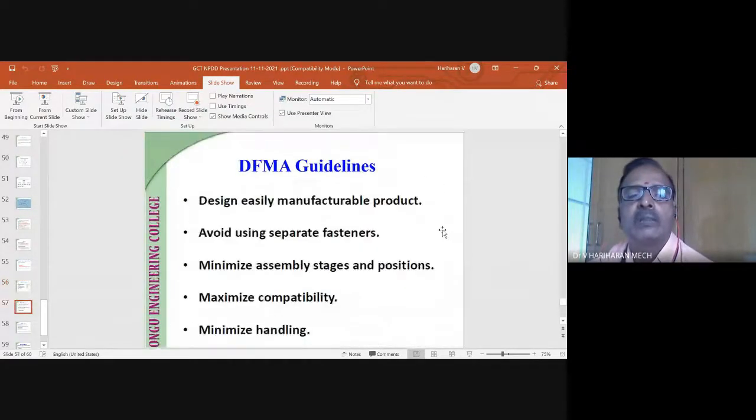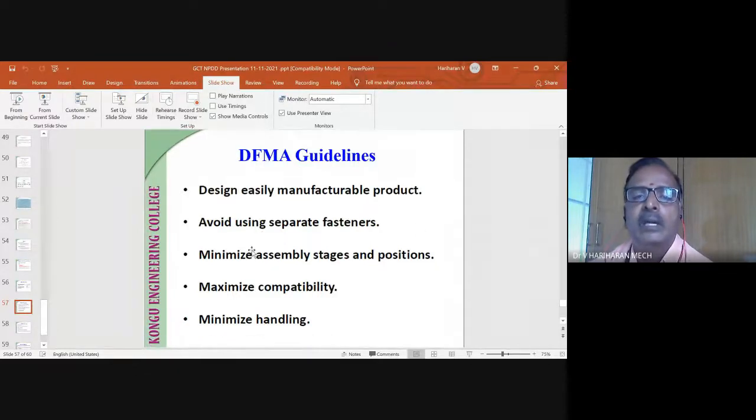Here you see: design an easily manufacturable product. You have to design in such a way that the components are easily manufactured with the available resources. This is the meaning of the first point. Then avoid using separate fasteners. Fasteners are always available at hand, so using them you can follow the product guidelines. Otherwise you will have to do the assembly operation. Minimize assembly stages and positions.